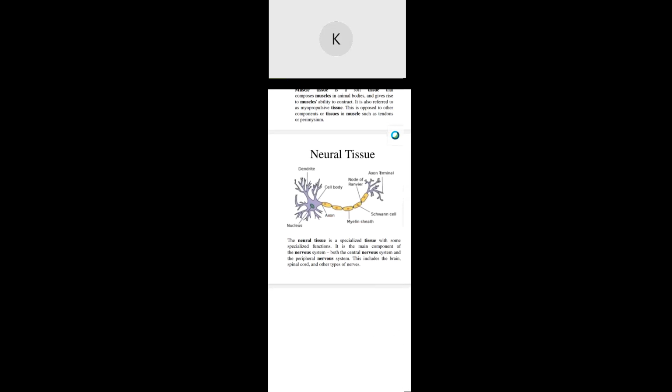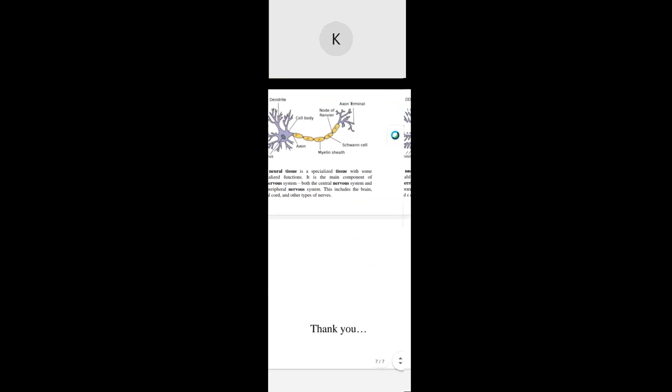Neural tissue. The neural tissue is a special tissue with some special functions. It is the main component of the nervous system, both the central nervous system and the peripheral nervous system. This includes the brain, spinal cord, and other types of nerves. Thank you, ma'am.